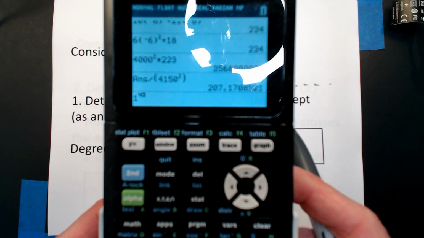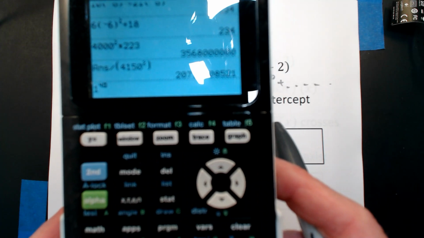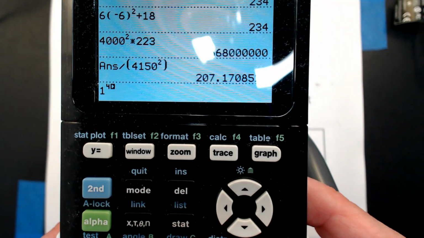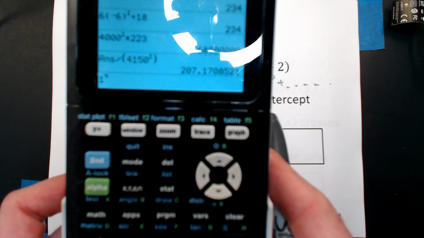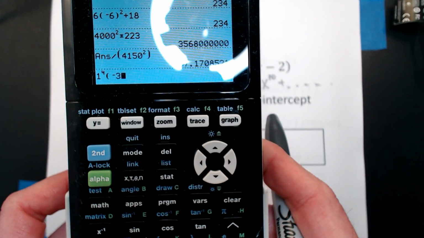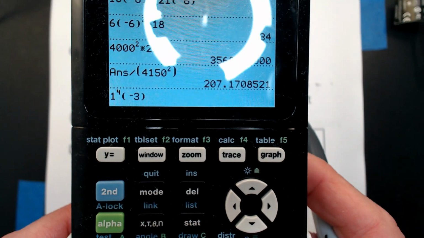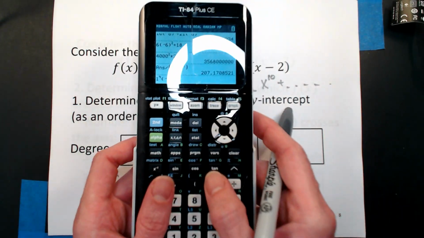Can we get this to focus? You're lucky. Okay, so then we're going to have negative 3, so we need parentheses. Negative 3. Refuses to focus. Does it focus better down here?